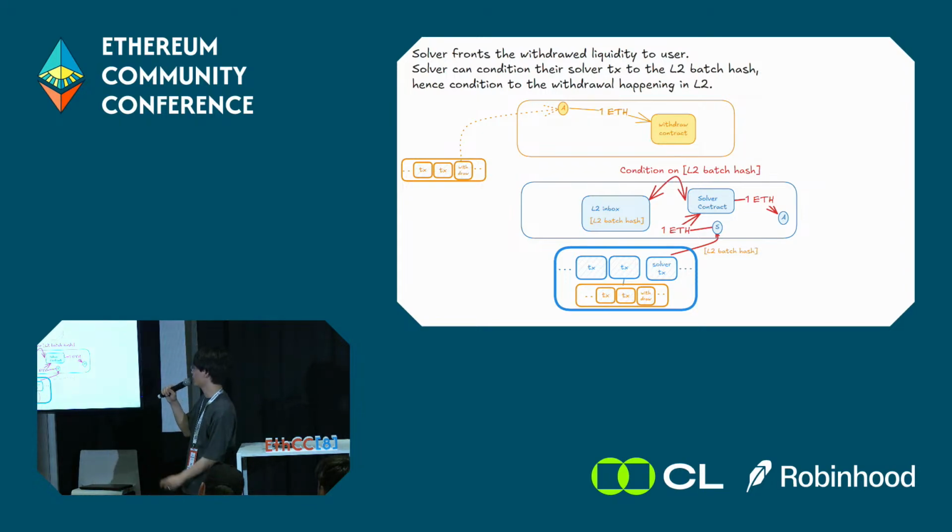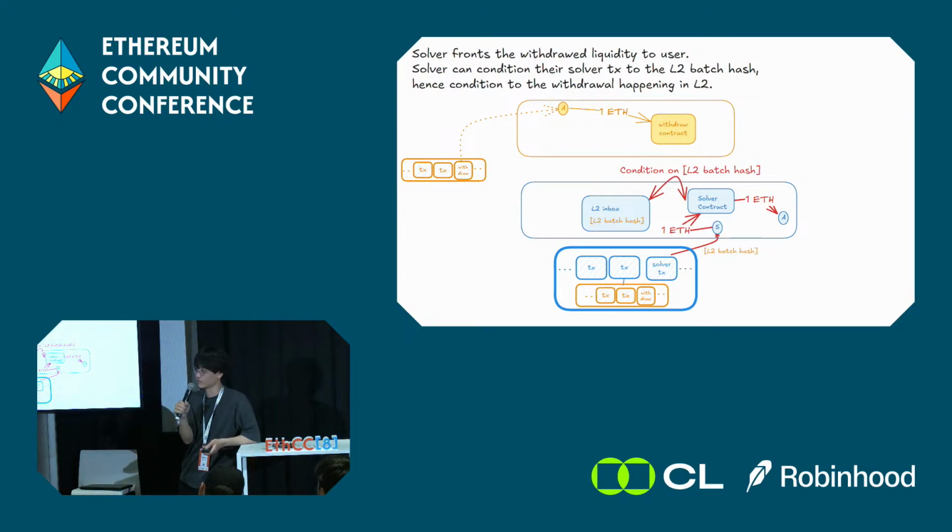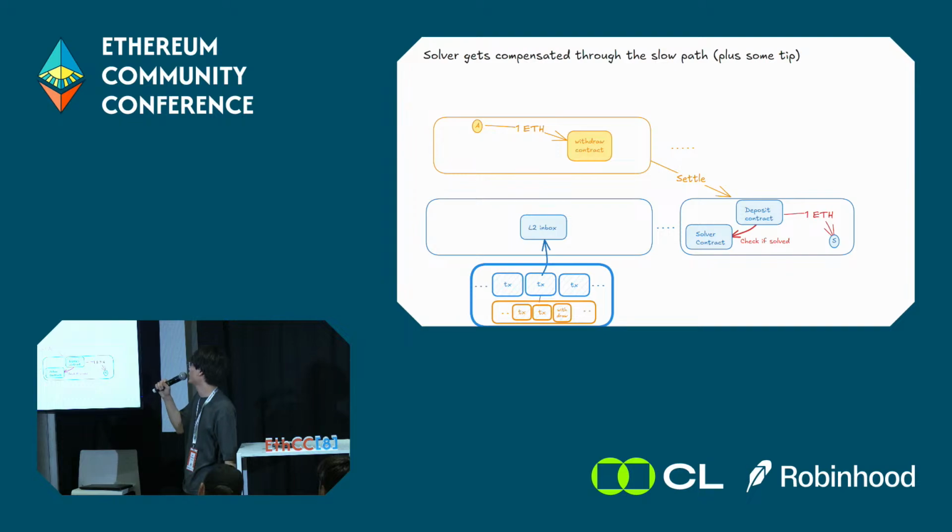Okay, so this is the idea of the L2 to L1 fast withdrawal through the solver. The key idea here is that you enable the solver to condition against the batch. This is one of the things that existing solver solutions do not have. And then later on, the solver gets compensated through the slow path. You'll settle, and then the deposit contract will check the solver contract to see if it's solved, and if it is, it'll send 1 ETH to the solver, and some tip payment can happen also.